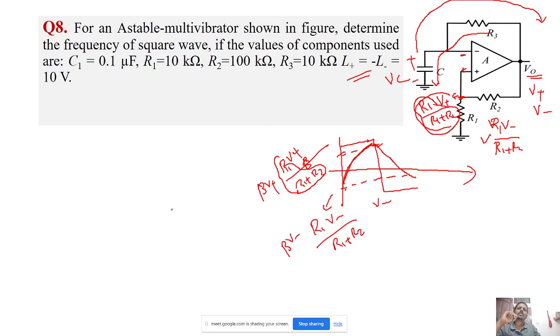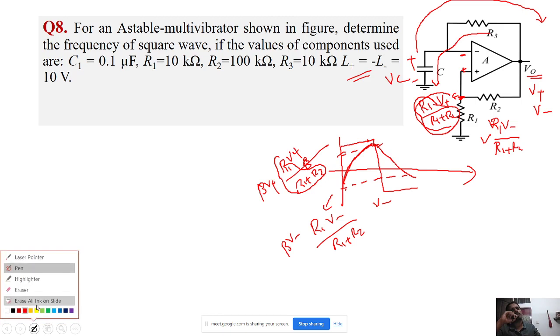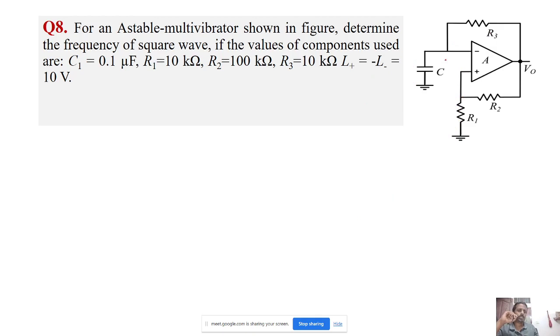Which node is actually varying? This is constant for a value, right? Beta into Vsat or minus Vsat is constant for a particular time, while the only changing voltage is here.